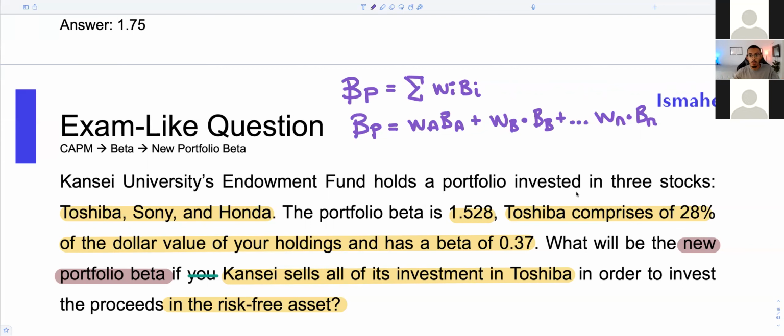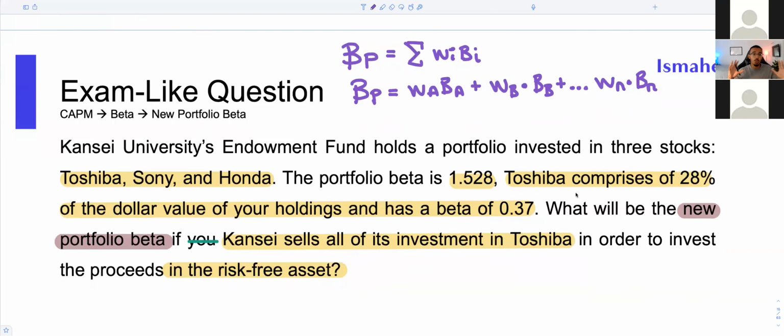Okay. So now we have 3 different stocks, but we're really talking about one specific stock, the stock of Toshiba. That's the stock that we're going to sell in order to invest in a risk-free asset. Still, let's go on and qualify some of the stuff we have in our question, and from there, we'll move forward and make this super easy. So far, I think we're doing fine.